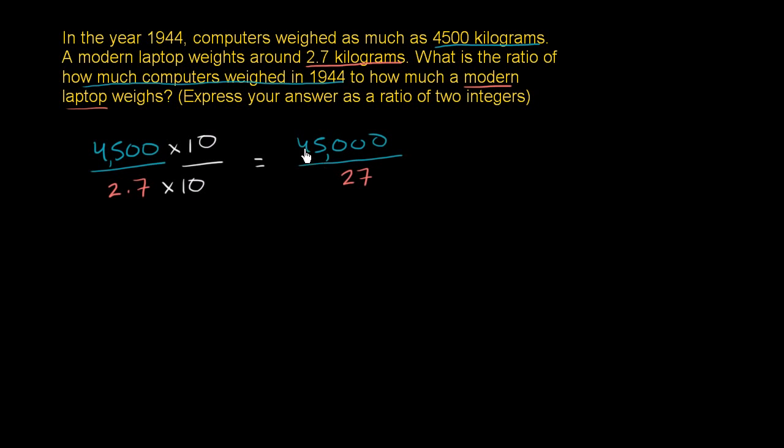Just looking at this, it looks like 45,000 is divisible by 45, which is divisible by 9, and 27 is also divisible by 9. So why don't we divide the numerator and the denominator both by 9? 45 divided by 9 is 5, so 45,000 divided by 9 is 5,000. So we're going to get 5,000 over 27 divided by 9 is 3. And I think we have now simplified this about as much as we can.